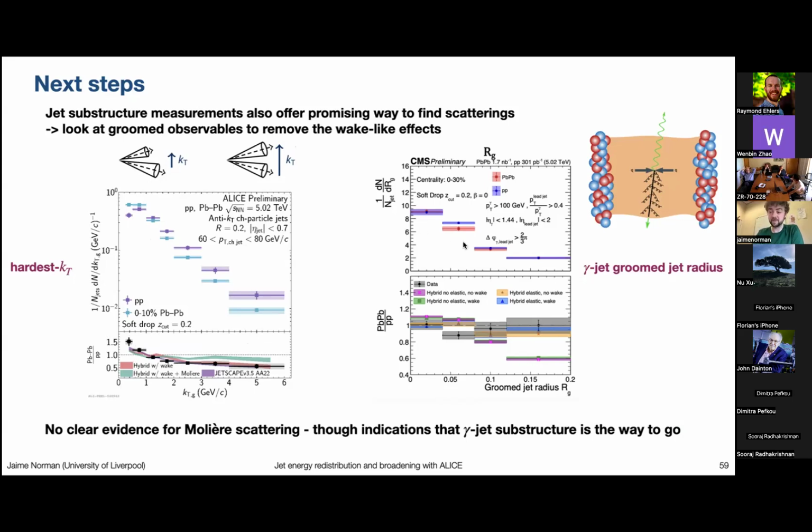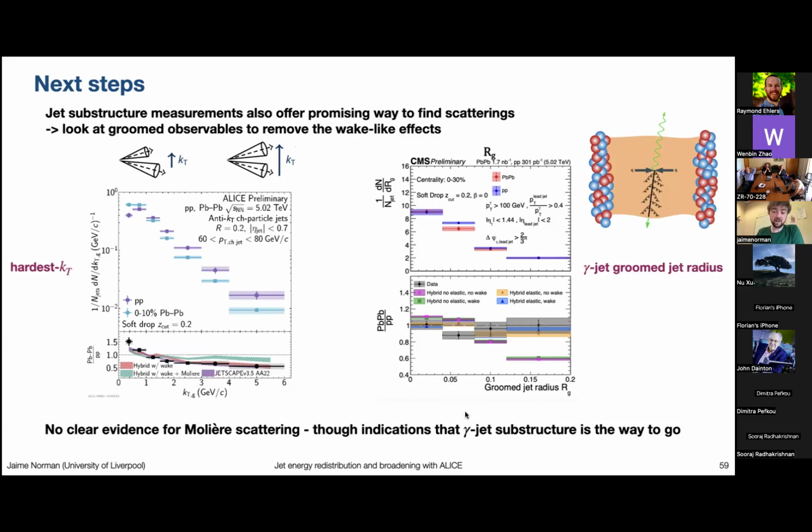CMS have made a nice measurement of the groomed jet radius and compared to these hybrid model comparisons as well, where we see, for the large groomed jet radius, agreement with the hybrid model with elastic scattering. So the picture is still unclear here. There are indications that photon-jet correlated substructure is the way to go, which removes a lot of uncertainties in the way jets are modified.